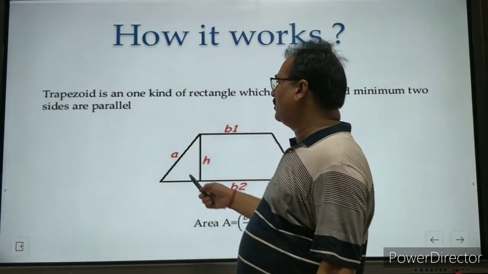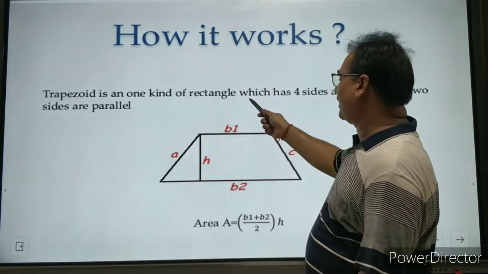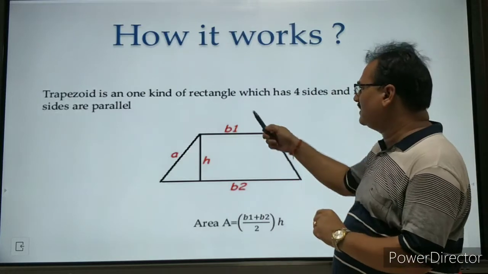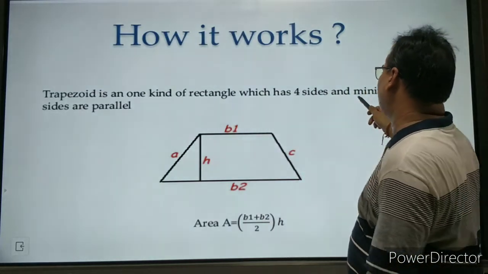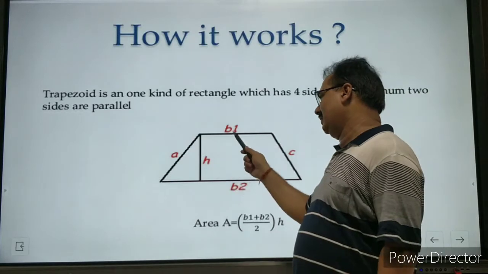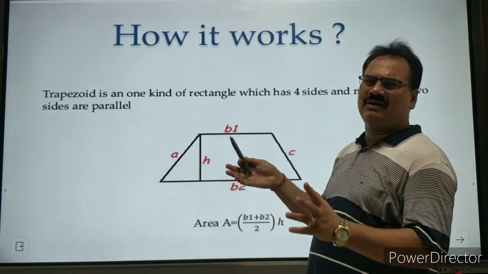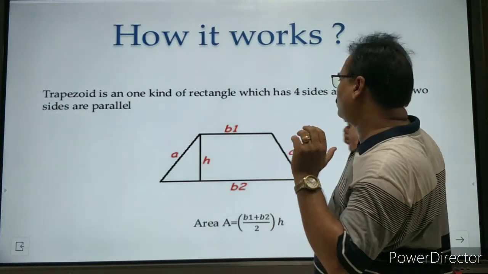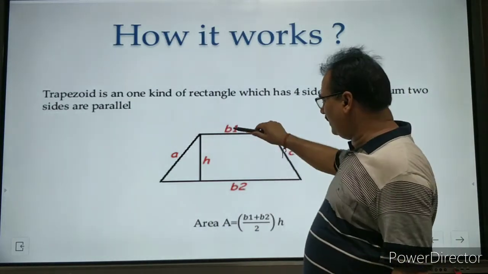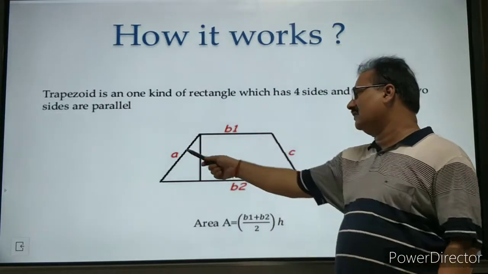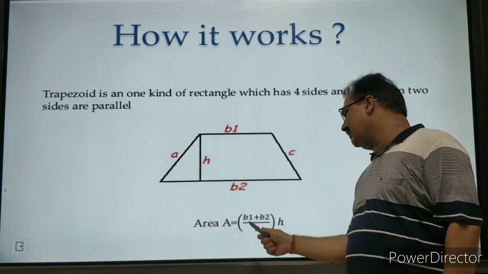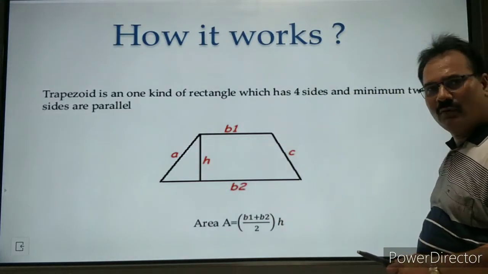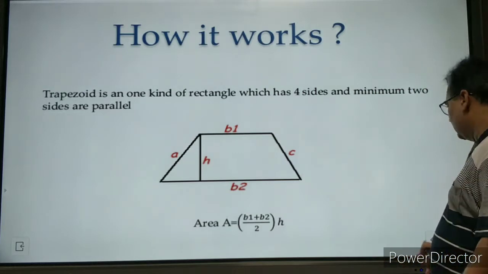How does it work? A trapezoid is one kind of quadrilateral. This is the geometry I want to give all the viewers an insight into. It has 4 sides, and a minimum of 2 sides are parallel. You can construct any kind of trapezium, but always keep this geometry in mind: the minimum 2 sides must be parallel. If B1 and B2 are parallel, and the remaining sides are A and C, then the area is (B1 plus B2) by 2 into H. So this formula has been used to compute the trapezoidal rule in the previous slides.